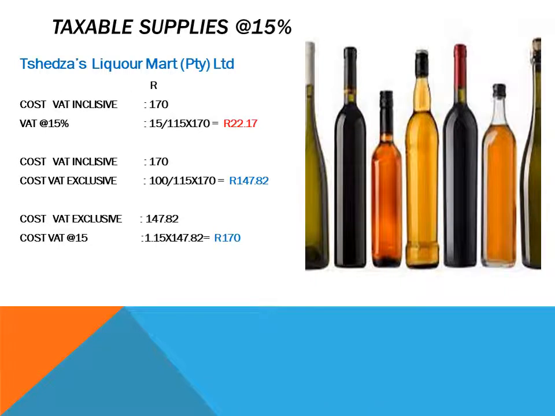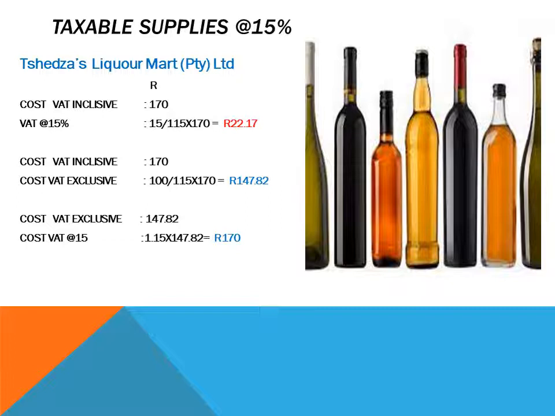Now let's look at a more practical example here. We've got Cheddars Liquor Mart Pty Ltd selling beer costing 170 VAT inclusive. This means that the cost of VAT is already accounted for in this amount of 170. Now I want us to learn how to get the VAT component in terms of monetary value, or rand value in this case, since we're using the South African rand.